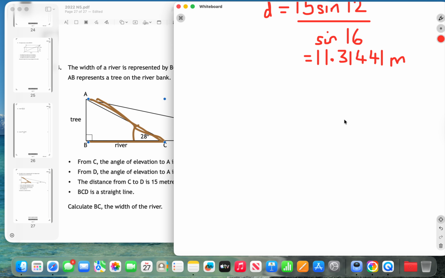Now you know SOHCAHTOA, where sine equals opposite over hypotenuse. So sine equals opposite O over hypotenuse H. Cosine is adjacent A over hypotenuse H, and tan is opposite O over adjacent A.